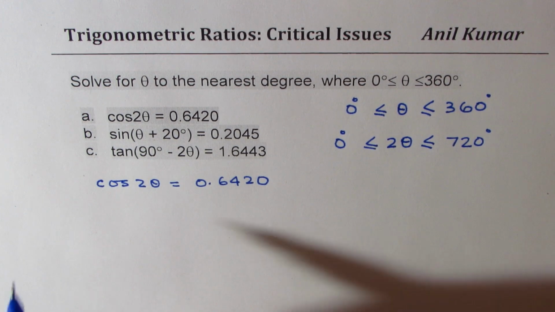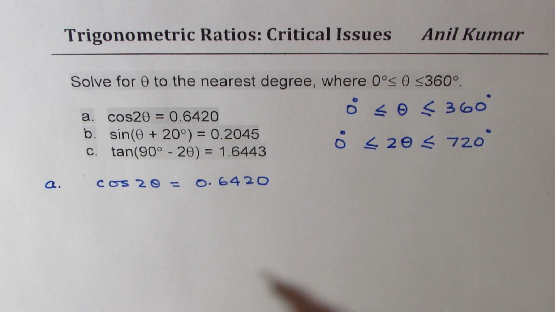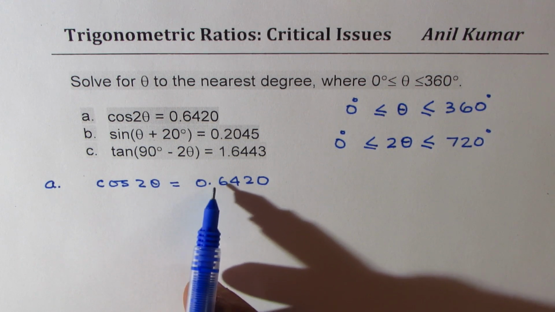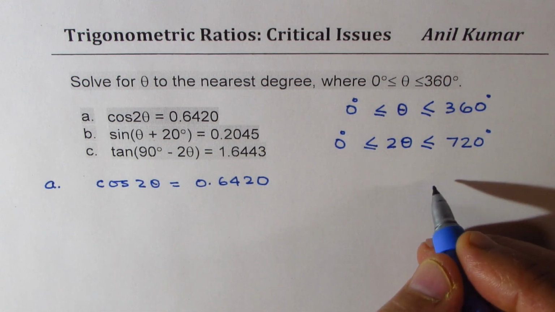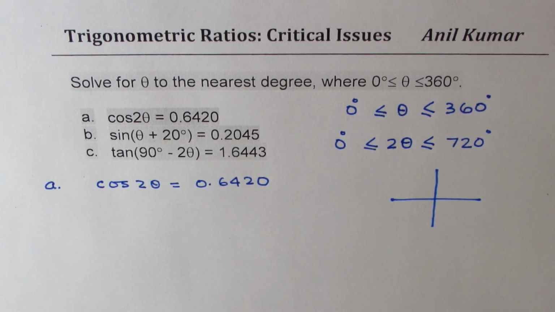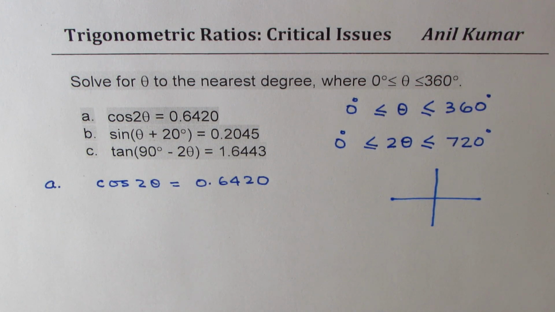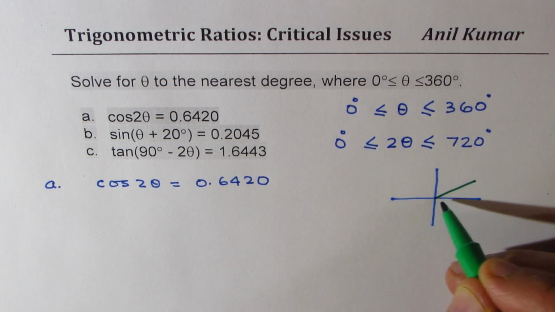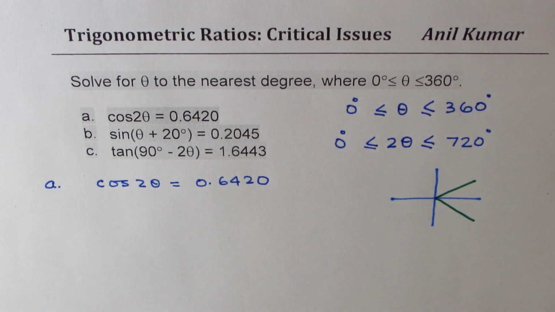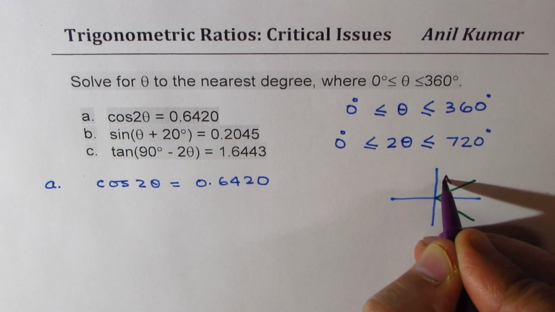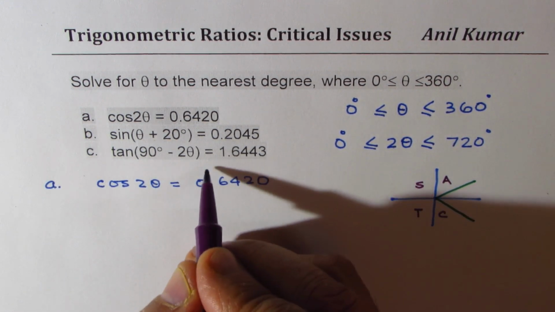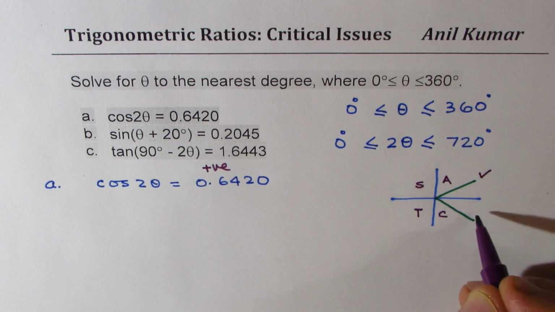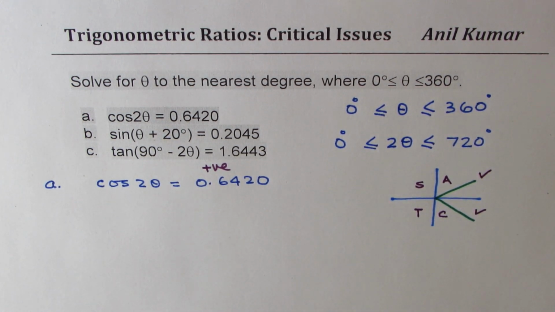Now, let's get back to part A of this question, which is cos 2 theta equals 0.6420. So we're looking for a positive value, right? So when I say a positive value, I'm expecting two solutions, right? One in quadrant 1 and one in quadrant 4. In both these quadrants, cos is positive, right? So you know the rule. All are positive in quadrant 1, sine in 2, tan in 3, and cosine in 4. So a positive value here means we are looking for solutions in quadrant 1 and in quadrant 4. Correct?